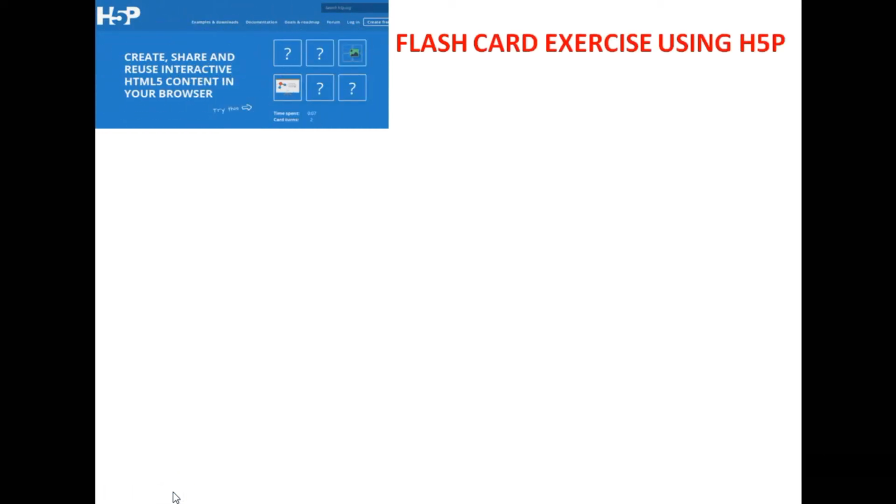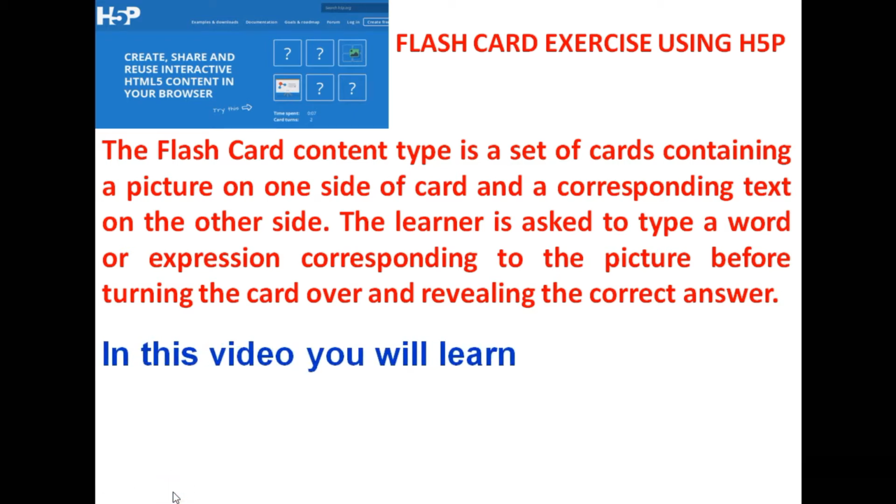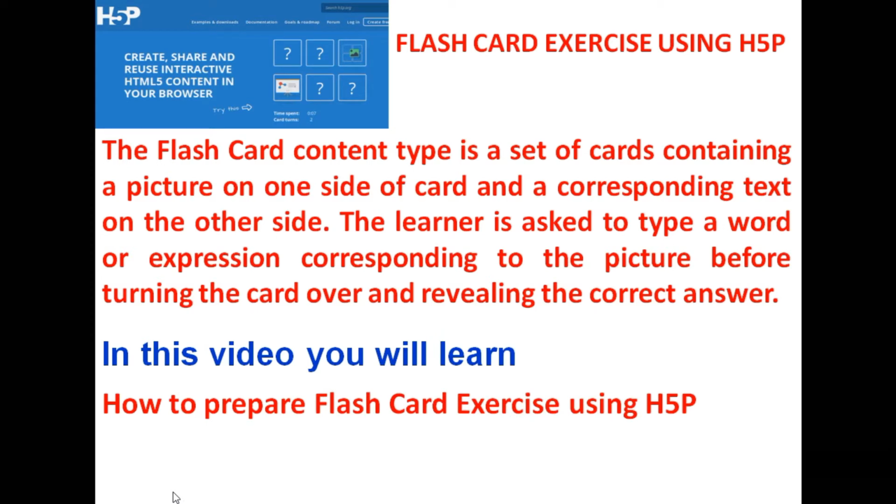Flashcard exercise using H5P. The flashcard content type is a set of cards containing a picture on one side of the card and a corresponding text on the other side. The learner is asked to type a word or expression corresponding to the picture before turning the card over and revealing the correct answer. In this video, you will learn how to prepare a flashcard exercise using H5P.